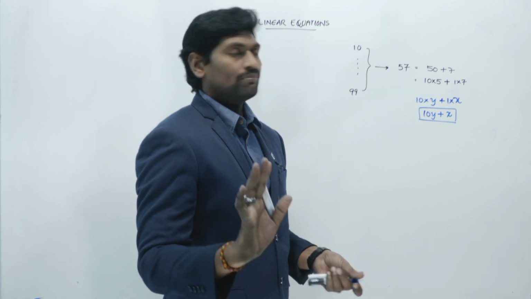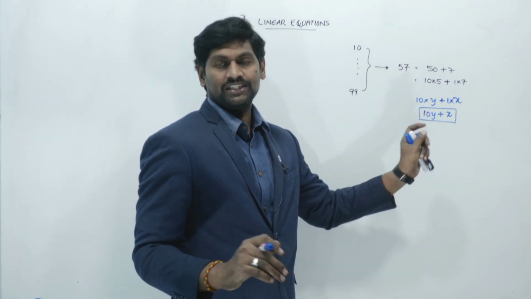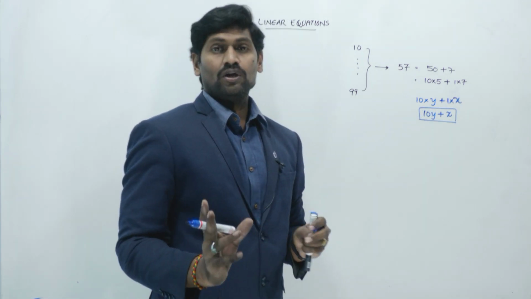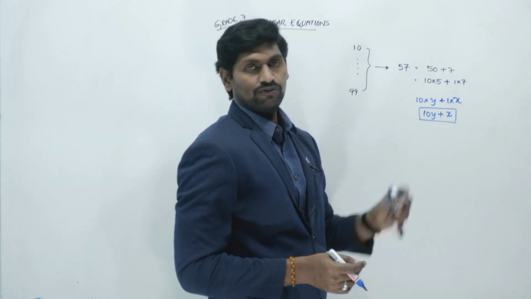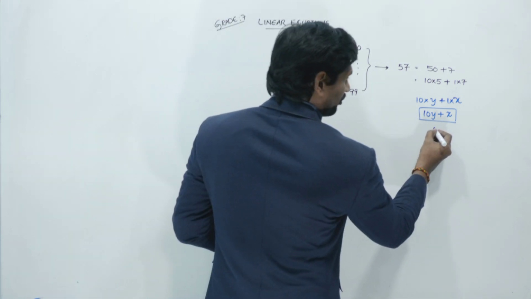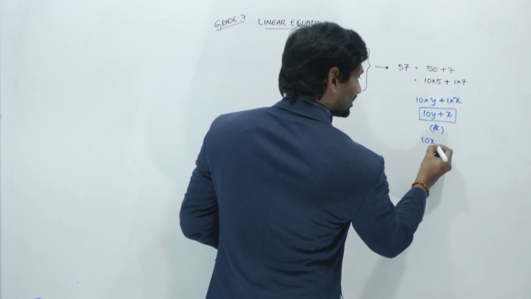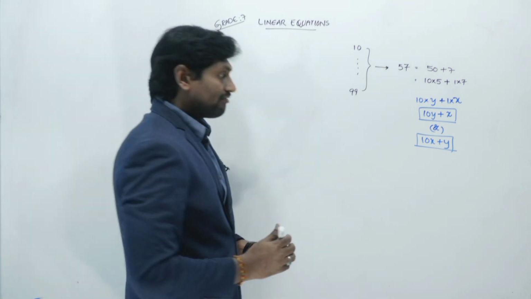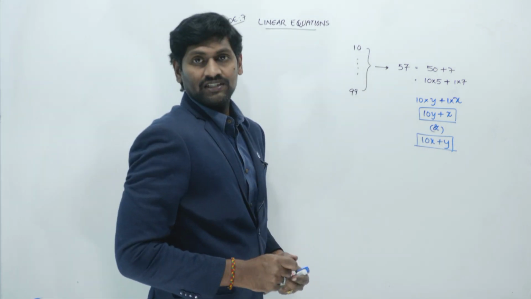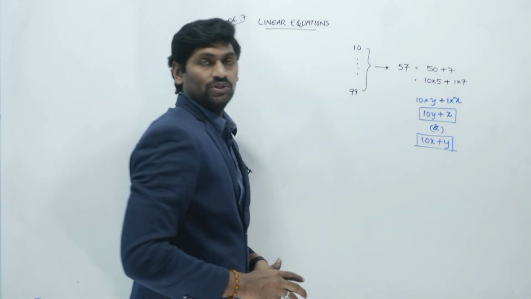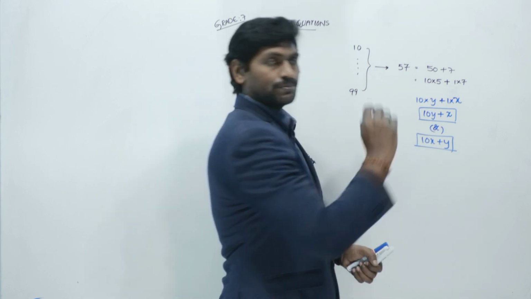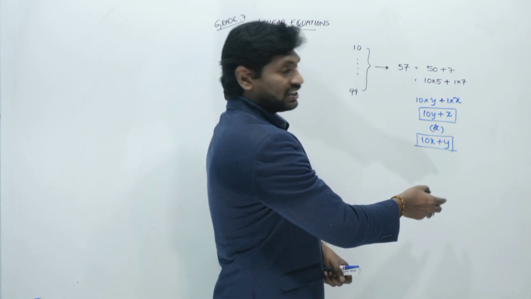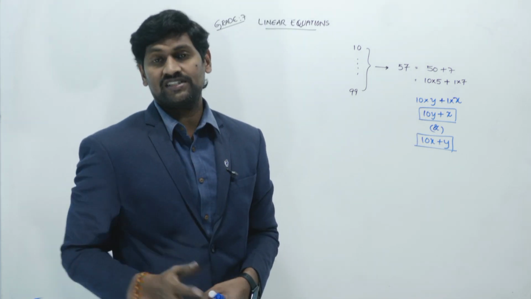We don't know what digit is in x, and we don't know what digit is in y. But to represent the two-digit number, we take this format. Or else we can write it another way: 10x plus y. This is also correct. But here y represents the units place digit, whereas in the first one x represents the units place digit. And in the second way, x represents the tens place digit, and in the first, y represents the tens place digit.